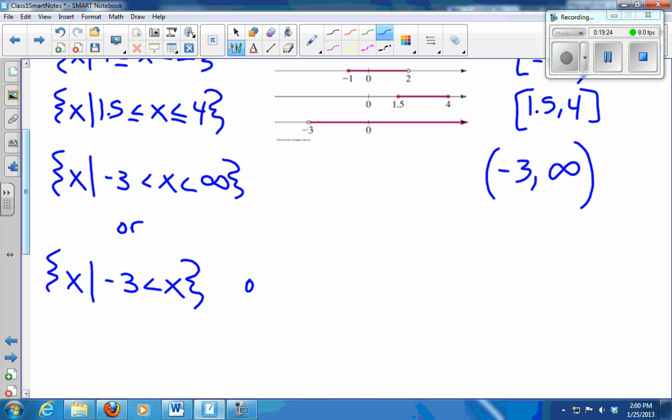And this is the one instance where I might break the rule of smallest to biggest left to right, because it might just make more sense to the language part of your brain to say this means the set of all x's such that x is bigger than -3.